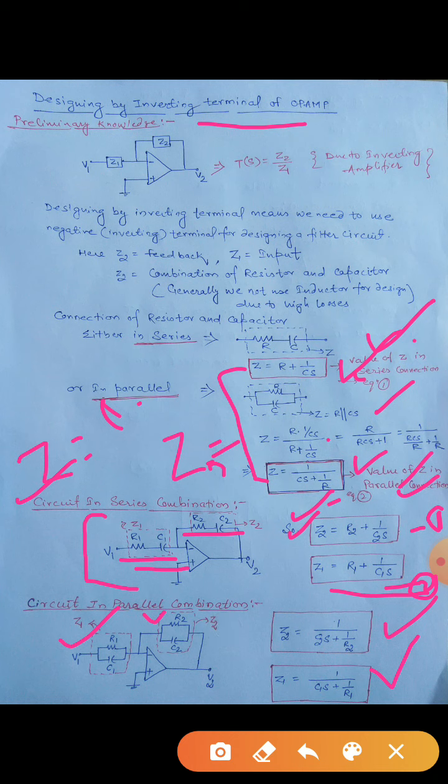So these are my final expressions whenever the circuit is connected in series or in parallel. With the help of this fundamental, in our next video we will see some problems on how we can implement the filter circuit based on the inverting terminal of the op-amp connection, whether that filter circuit is in series combination or in parallel combination. So in the next video we will see the implementation of these circuits with the help of some problems.